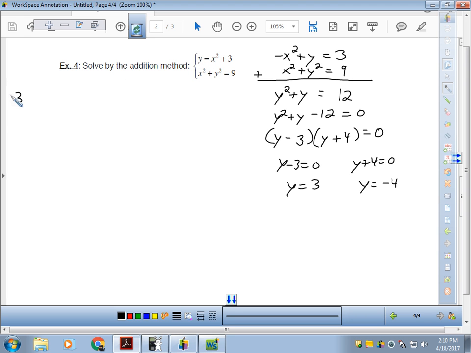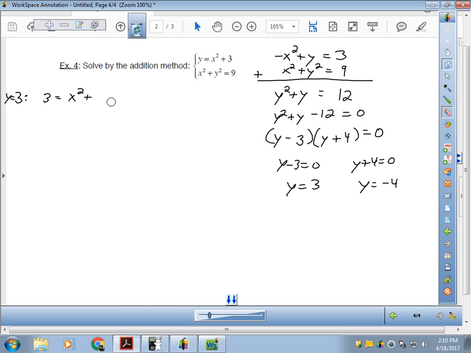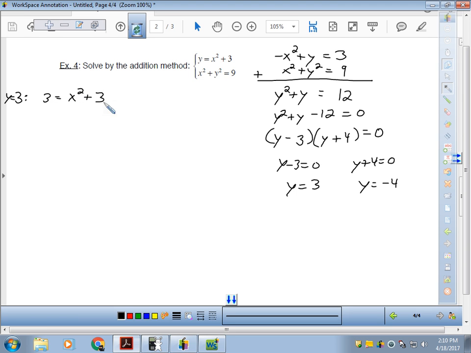So for when y equals 3, we're going to have 3 equals x squared plus 9. So 3 equals, no, actually not 3 equals. We're going to move the 9 over. Wait, sorry, not 9. I'm being silly. That's a 3 right there. I apologize. So we have 3 equals x squared plus 3. So take the 3 and move it over. You get 0 equals x squared. Take your square root, you get x equals 0. So one solution is 0, 3.